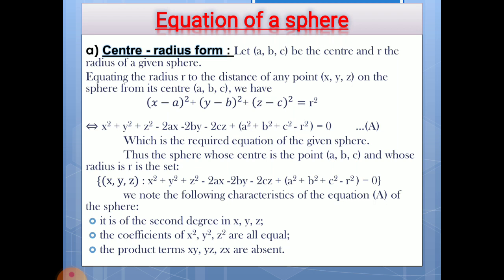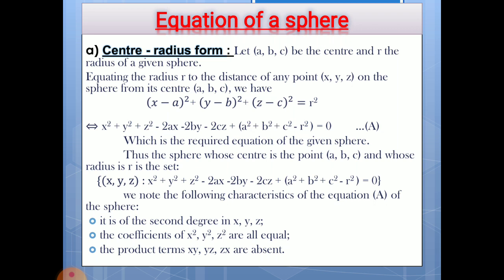Similarly, if a sphere has its center at the origin, that is (0, 0, 0), and r is the radius, then the equation of sphere is x square plus y square plus z square is equal to r square. This equation is called the standard form of equation of sphere. Here the center is the origin and the radius is r.